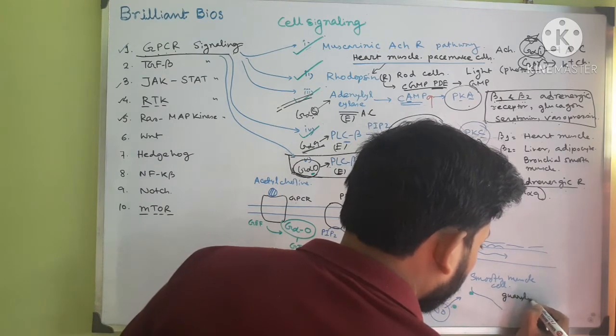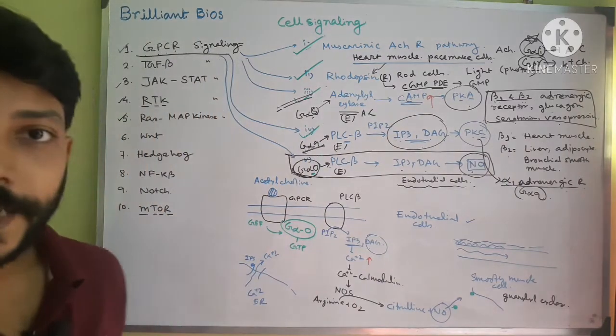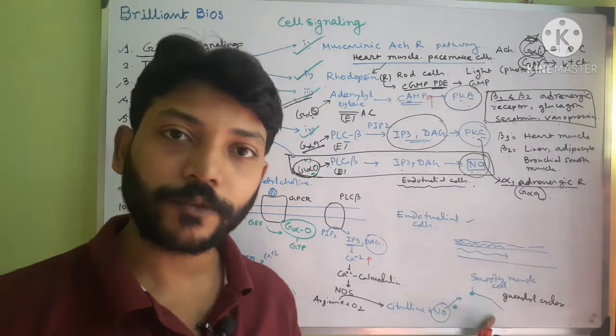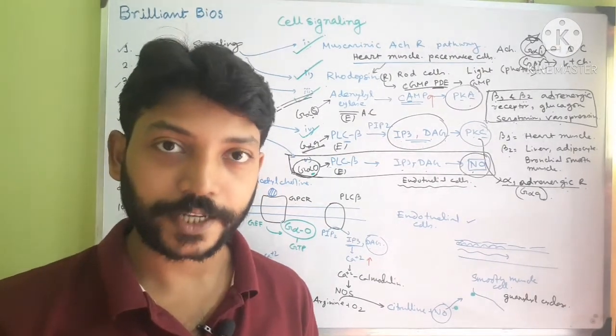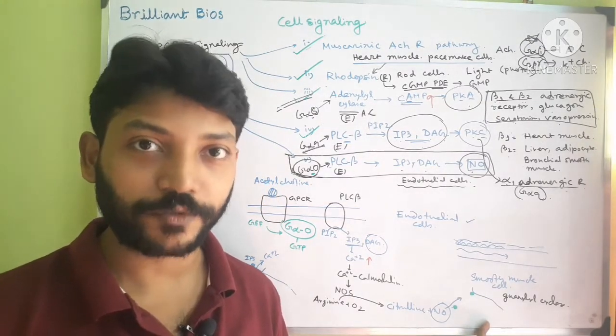Guanylyl cyclase. In this case, I want to mention that this guanylyl cyclase receptor can be in soluble form or in transmembrane form. In the 2020 June CSIR NET examination, this type of question has come. I will show you in my another video.